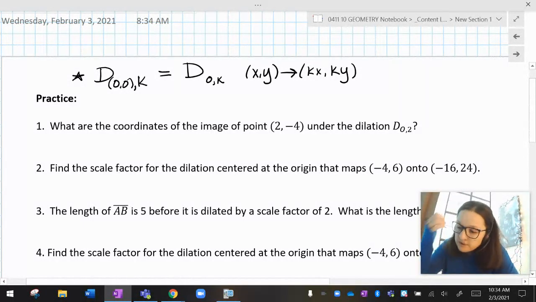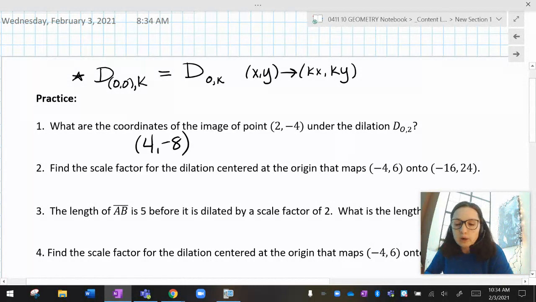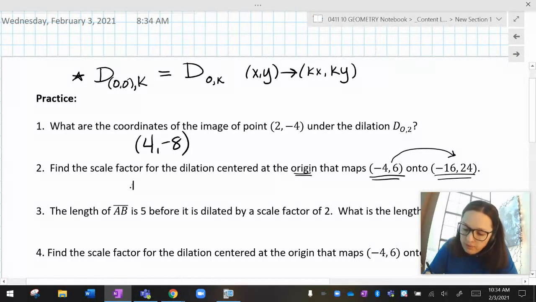So what are the coordinates of the image of (2, -4) under the dilation centered at the origin with scale factor 2? If I dilate that from the origin with a scale factor of 2, I literally just multiply by 2. (4, -8). Don't make it hard for yourself. What's the dilation that mapped (-4, 6) onto (-16, 24)? Well, since it's centered at the origin, I multiplied by the scale factor. So what did I multiply by? I multiplied by 4.